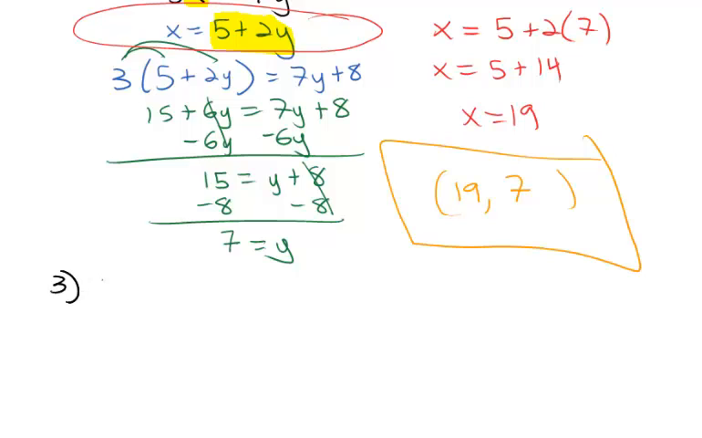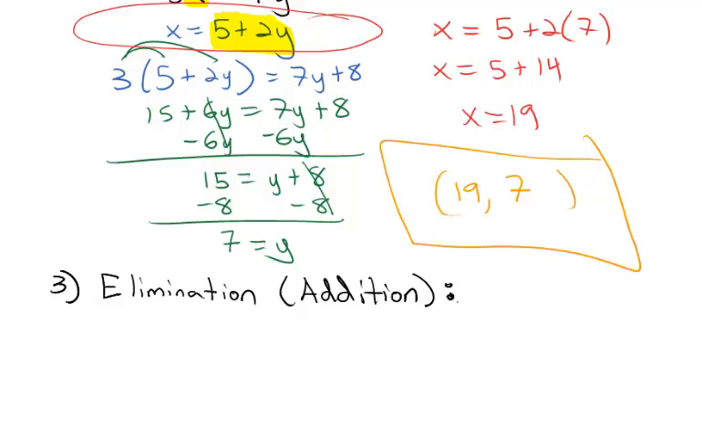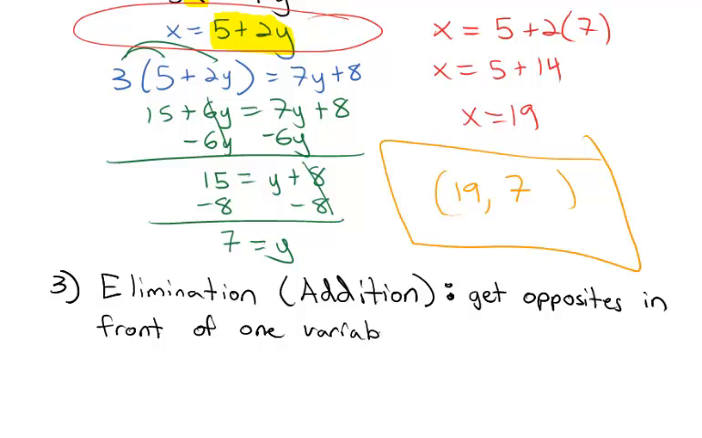This third method of solving is called elimination. Some people call it addition. You might have heard that also. And the way elimination works is we get opposites in front of one variable and add.